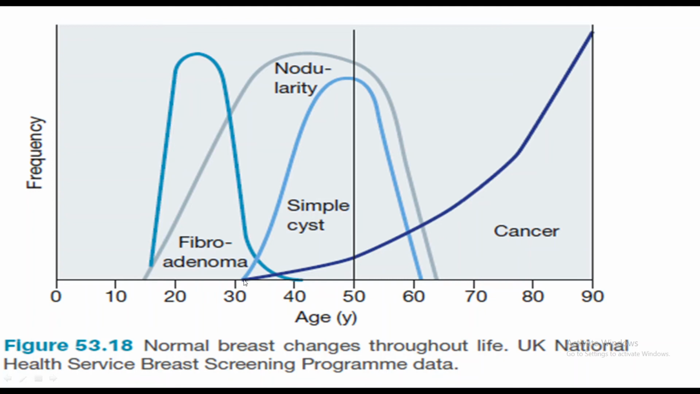Again, there is simple cyst which starts at around 30 years of age. The peak is around 40 and around 60 it is going down. But in malignancy, it is again starting from 30 years of age. But see, 40, 50, 60, 70, 80 and 90 years. So there is an increase in the cases or the frequency of carcinoma after 30 to 35 years of age.